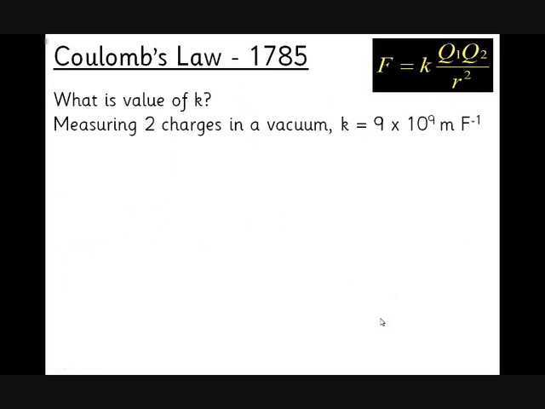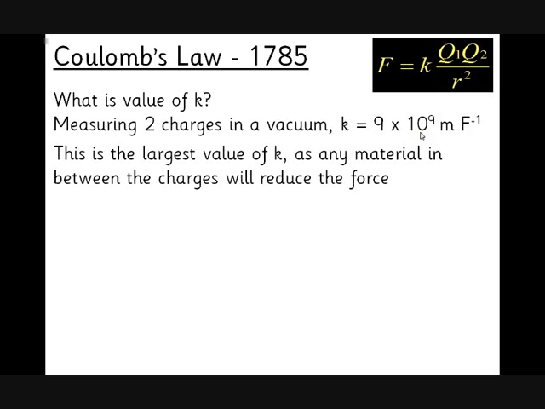A little bit more on this constant then. What would be the value of k? Well, to find k out, what you could do is put 2 known charges, Q1 and Q2, in a vacuum separated at a particular distance, and measure the force between them. You could rearrange this formula to have k equals F r squared over Q1 Q2. If you did that very sensitively, you would come up with a range of values to get a value for k. And this can be done. This is what Coulomb did, and he came up with a value that k is equal to 9 times 10 to the 9 metres per farad. Farad is the unit of capacitance, which you may have met.